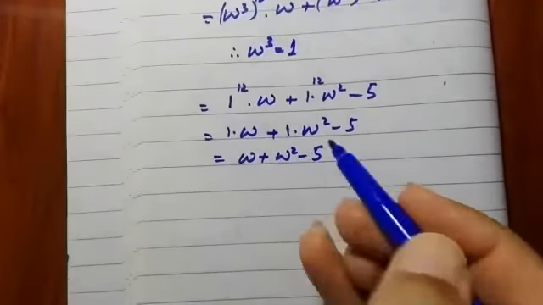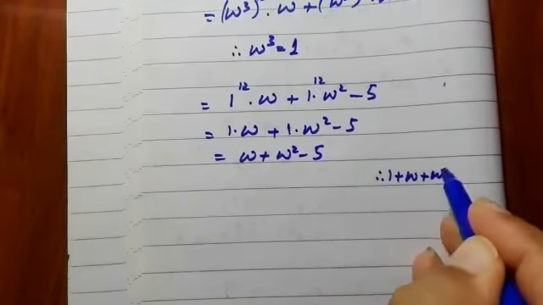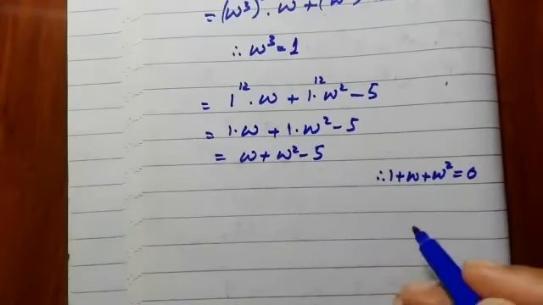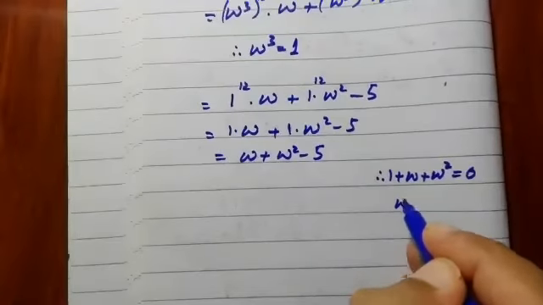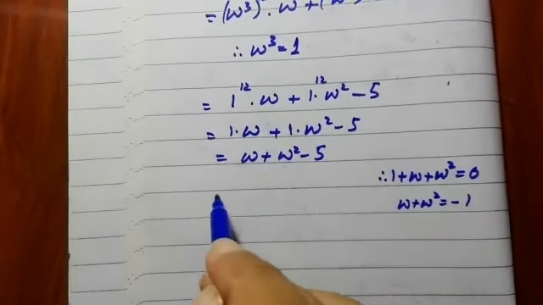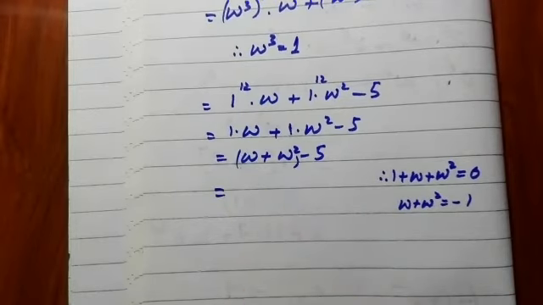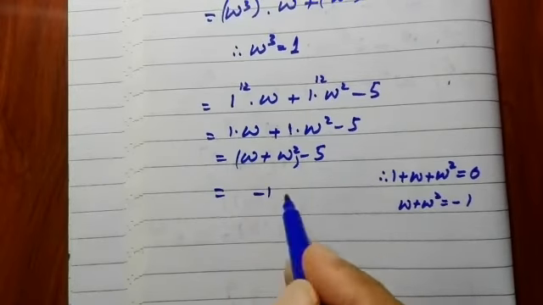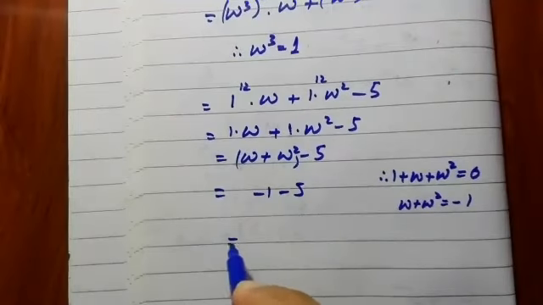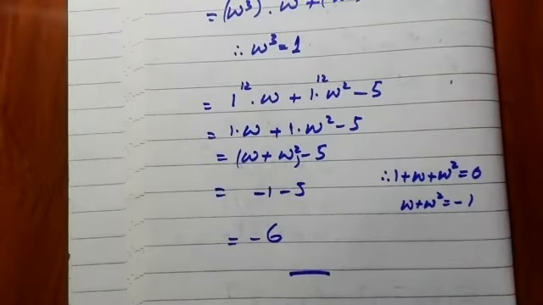Here we will use our second identity, that is 1 plus omega plus omega square equals 0. From here, derive the value of omega plus omega square, it is equal to minus 1. So substitute right here, in place of this omega plus omega square, substitute minus 1, as I have done for you. This will become minus 6. So this is how you will finish the question. Yes, do you want to ask anything?